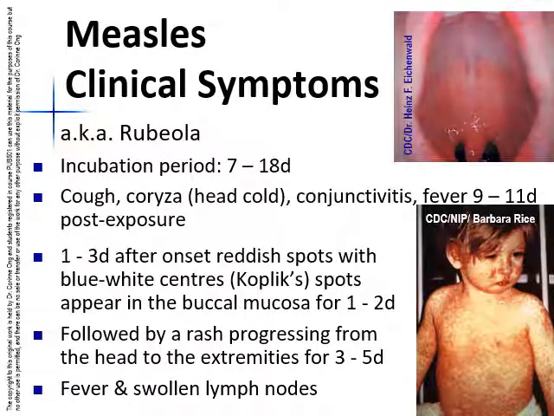Measles is also known as rubeola, although very few people use this alternative name, as it tends to be confused with rubella, which is another disease we will review in this lecture. After a week or 2.5 weeks, a cough, head cold, eye infection, and fever develops. After onset of symptoms, reddish spots appear inside the mouth, and then a rash progresses from the face to the extremities for about a week. This is accompanied by fever and swollen lymph nodes.